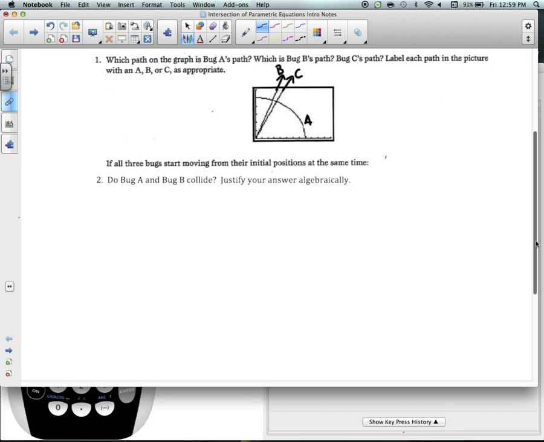Okay, so for bug A, that looks like one of our trig function situations. I'm going to solve for cosine t and sine t first, and use my Pythagorean identity to put it in rectangular. So the goal algebraically is to put each in rectangular. And then we're really just solving a system of equations in rectangular format. It goes back to what we did right before this unit, the systems of conics, a little bit of that and a little bit of linear equations.